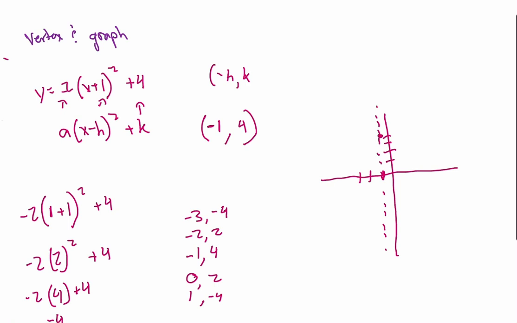So let's plot these. We already plotted our vertex, and we have our axis of symmetry. So we could go to 0, we're going to be at 2. That also means at -2, we're going to be at 2. At 1, we said we're going to be at -4. So right down here. And that means at -3, we're also going to be at -4. And then we can accurately draw our parabola.